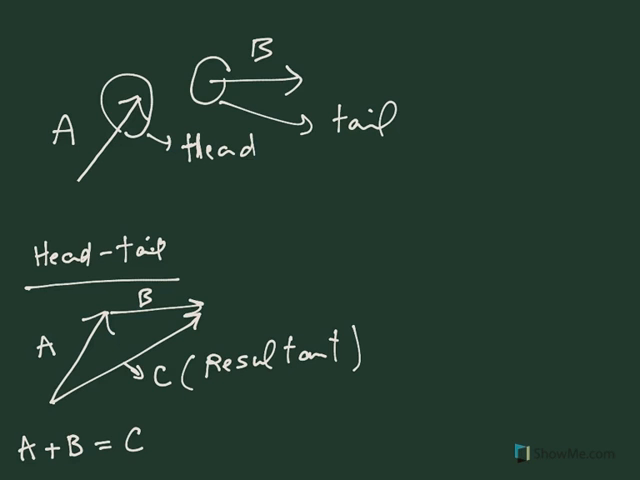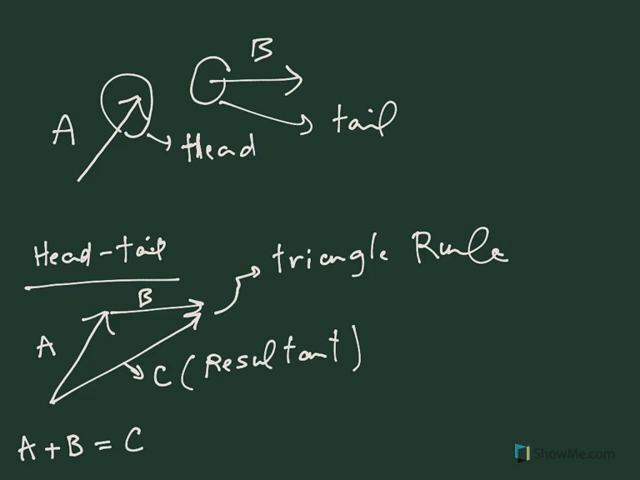Now this method, which adds two vectors head to tail with their resultant, is also called the triangle rule. Since it shows two vectors added with their resultant, and they are added head to tail, and their resultant is also added, they form a triangle.